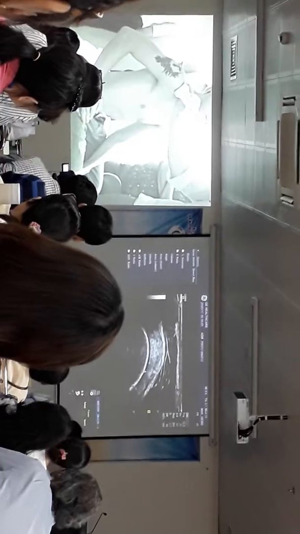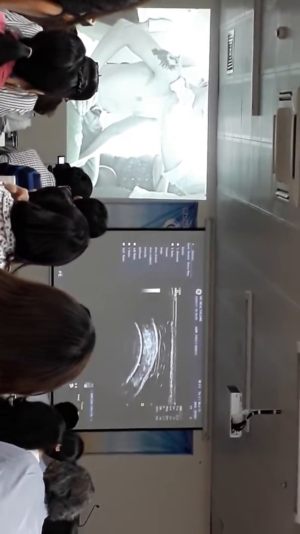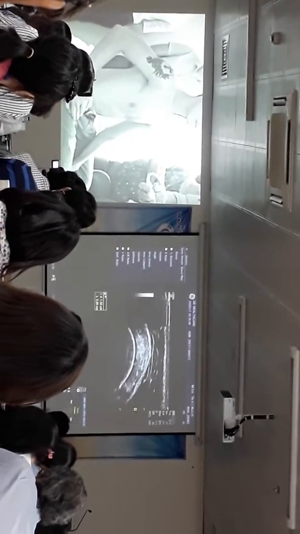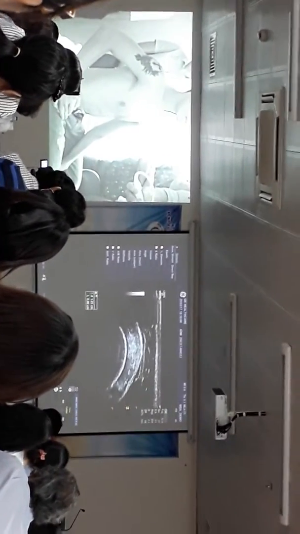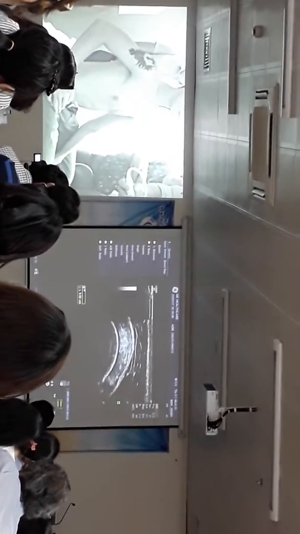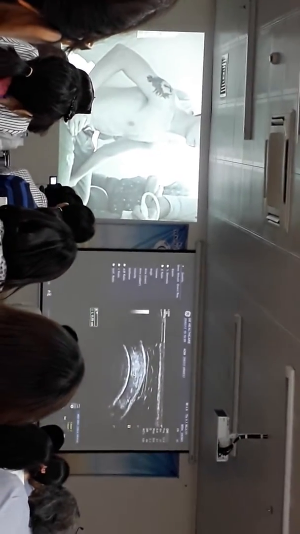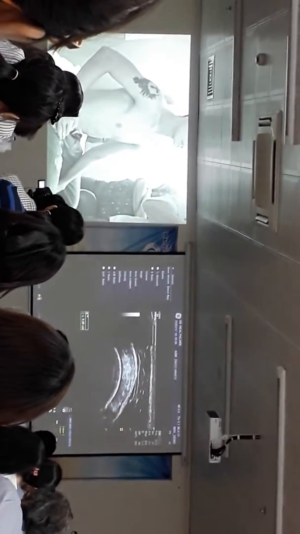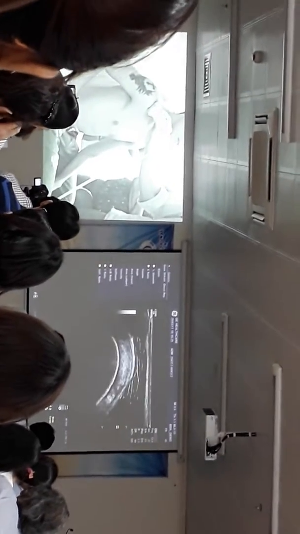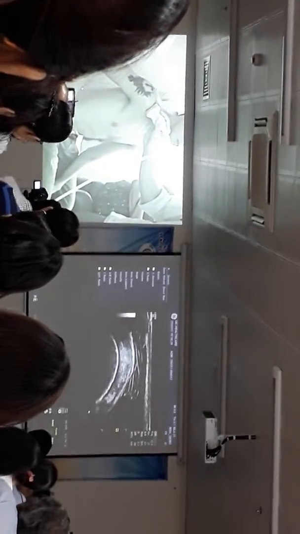So it's in this plane that we can see the rotator cable. In this patient, it's a little bit difficult to see, but the rotator cable is actually this little structure just here. You can see that the fibers go in the opposite direction to the tendon fibers of the tendon.